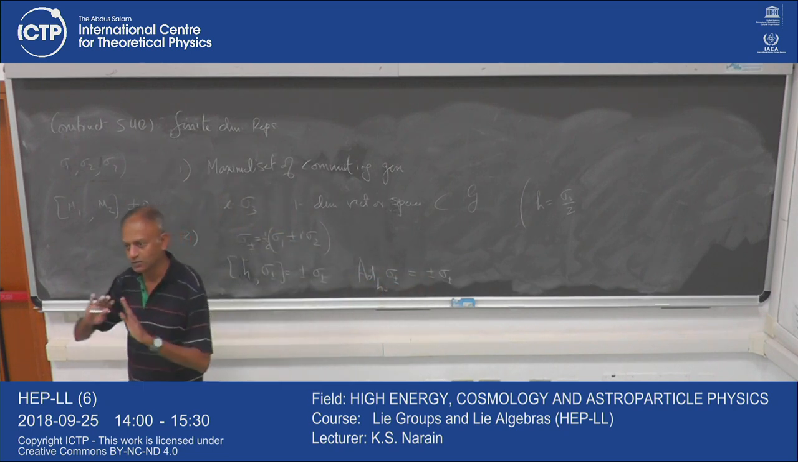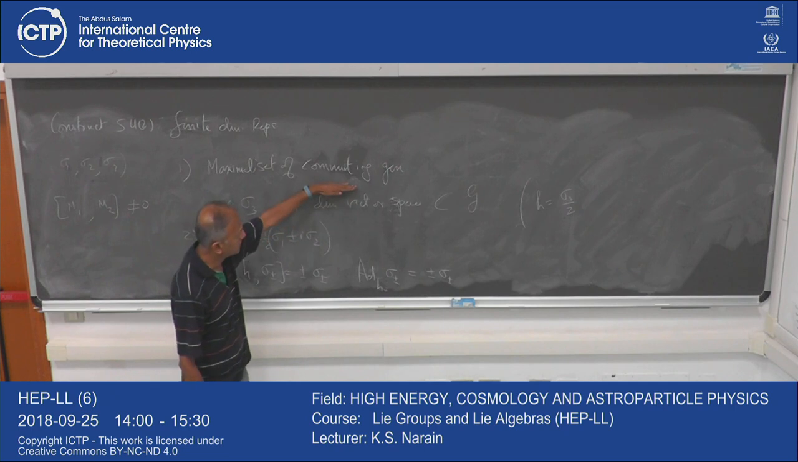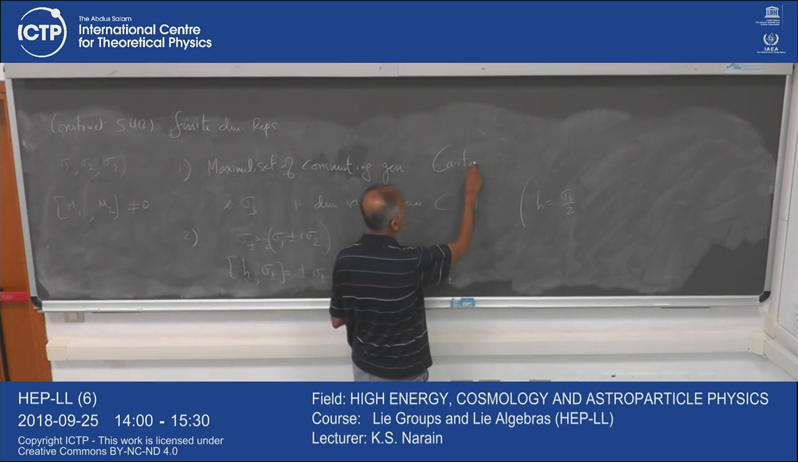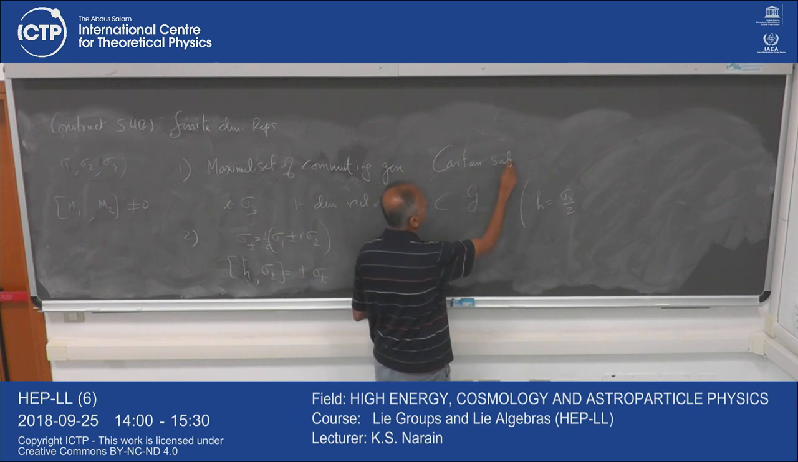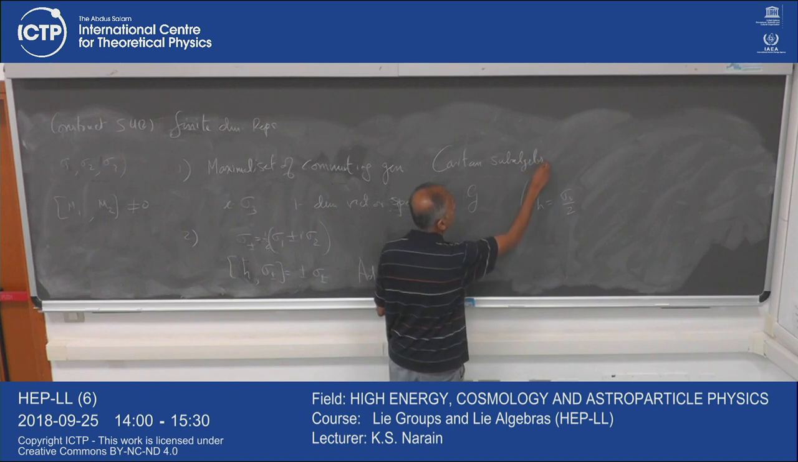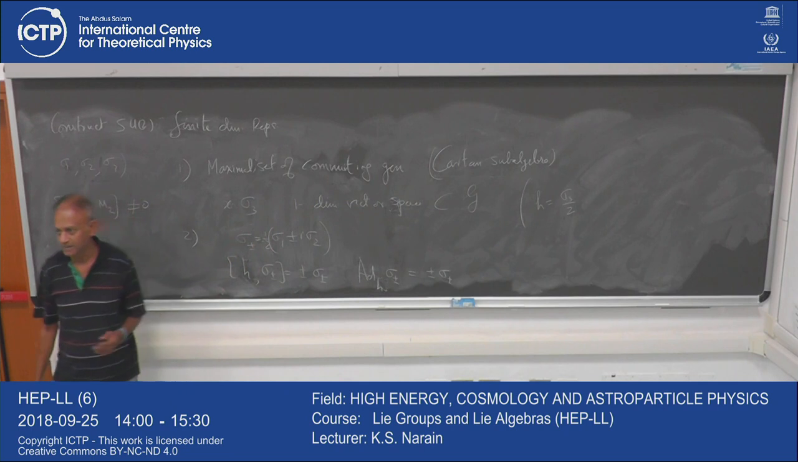So this is what you will do also in other groups, other Lie algebras. We'll do the same thing. We'll first find the maximal set of commuting generators. This subspace is called the Cartan subalgebra. This is a subalgebra of the original algebra. So this is by definition of the Cartan subalgebra.